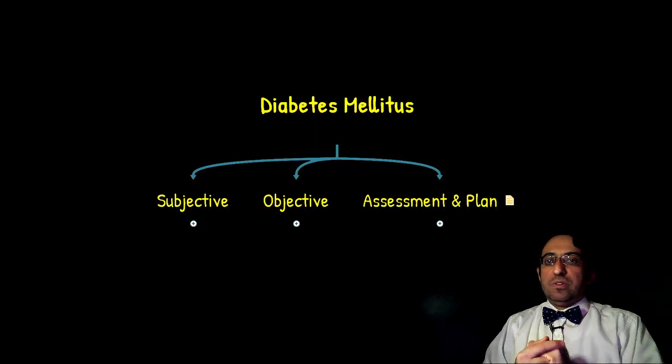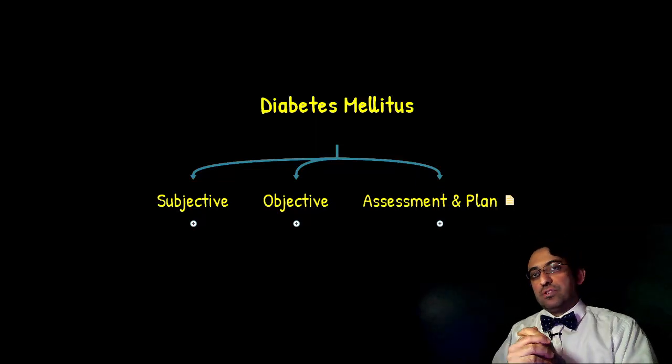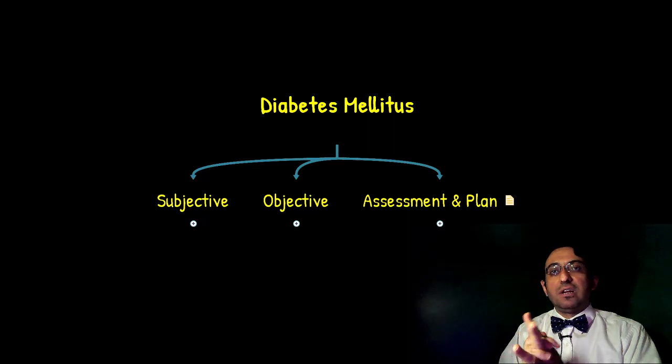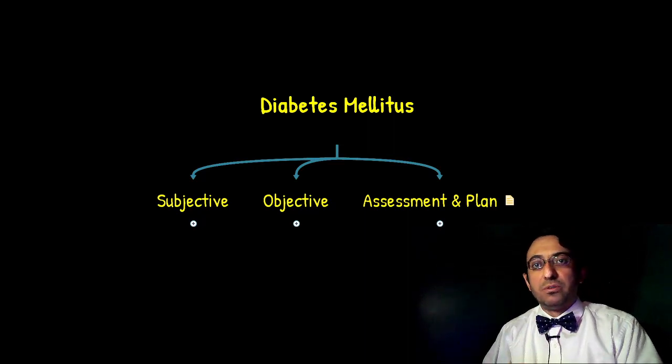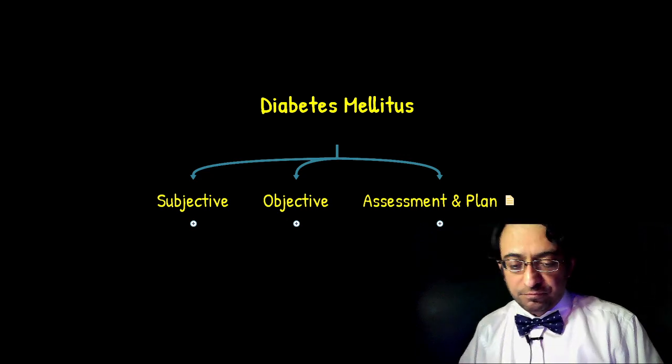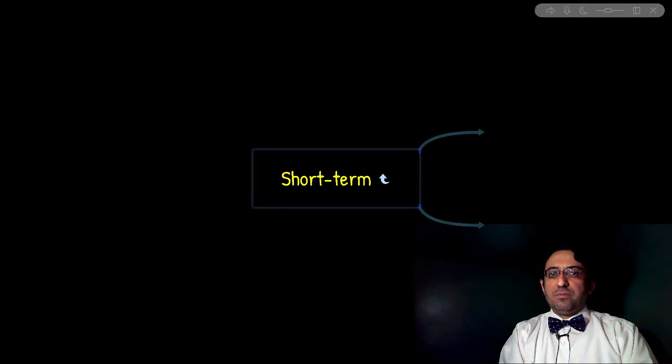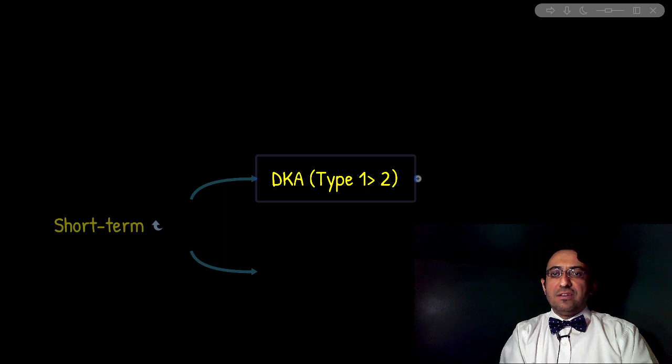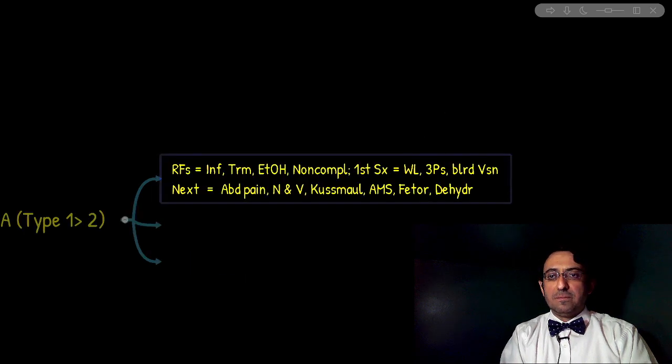In this episode, we discuss the two important short-term complications of diabetes, including diabetic ketoacidosis and hyperglycemic hyperosmolar state. First, remember that DKA is more common in type 1 than type 2, while the other complication, that is HHS, is almost exclusively seen in type 2. So let's start with DKA and its risk factors.